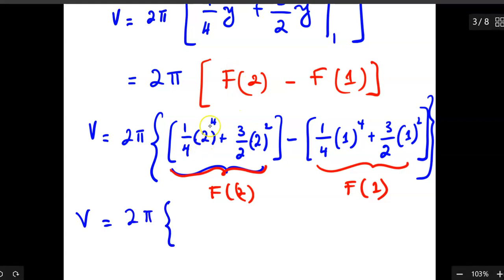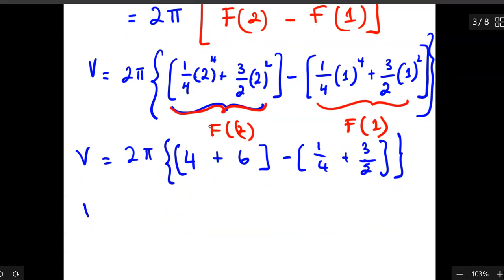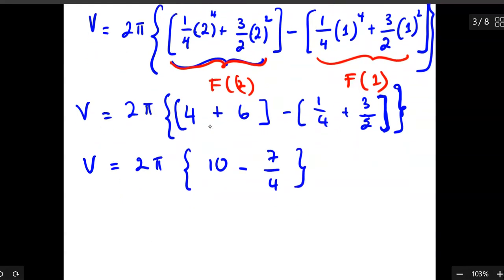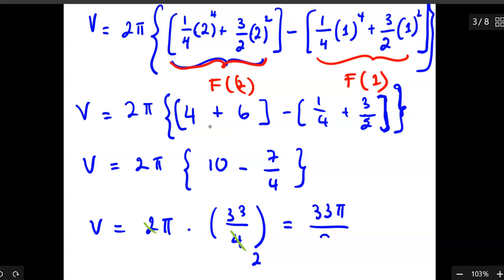So 2 to the exponent 4 is 16 divided by 4 should be 4. And in this case, I should have 6. So here I should have 1 over 4 plus 3 over 2. And V will be equal to 2 pi, so this is 10 subtract 7 over 4. Then in the end, the answer is 2 pi times 33 over 4. So I'm going to cancel this with that, and this is the 2 now. So I will have 33 pi over 2 units cubed. As we agreed, we are going to keep our answer in exact form, keep the pi, and your answer remains as a fraction in lowest terms.